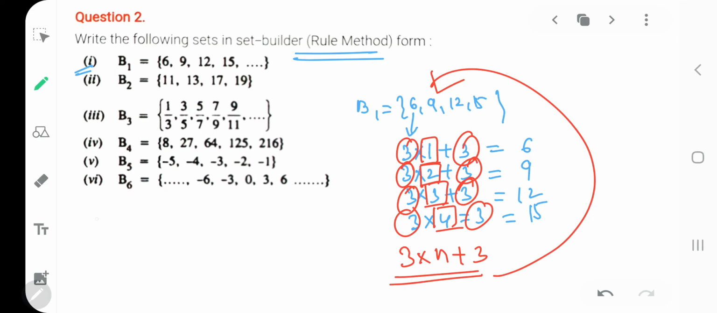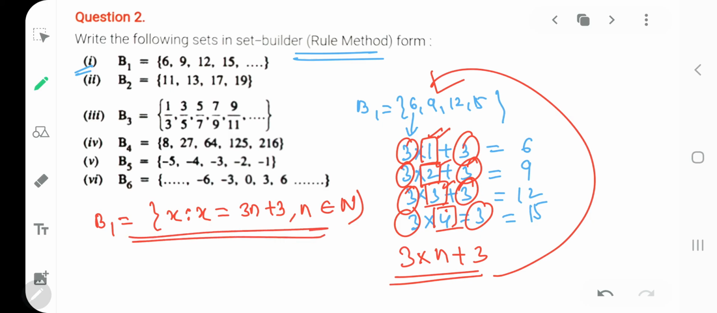You have to write B1 is equal to x such that x belongs to natural numbers. Can I put it natural? Because I have taken 1, 2, 3, 4. So, sorry, you cannot write like this. You have to write first the formula. You have made the formula x is equal to 3n plus 3 and n belongs to natural numbers. You have taken the n value as 1, 2, 3, 4, that is, n is belonging to the natural numbers. So you have to present your set builder form of these elements as this. Clear? Shall we take the second?